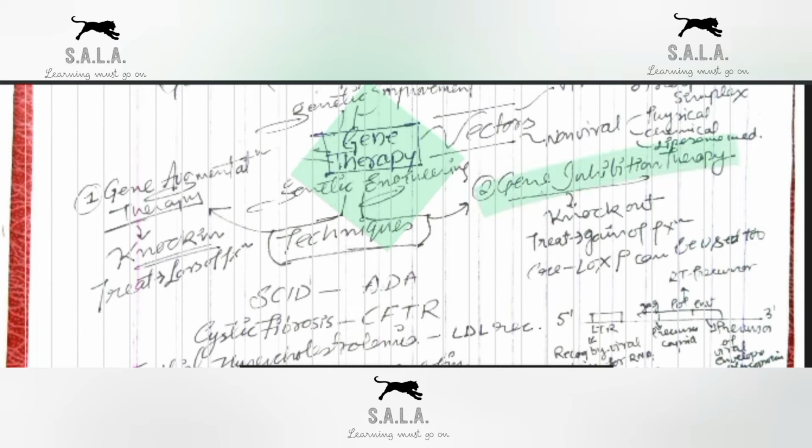Whereas in the gene inhibition therapy, you are just doing the opposite. You're treating the disease by applying a gain of function mechanism and knocking the non-functional gene out of the system. It's more like a Cre-Lox system that you all might have heard about.